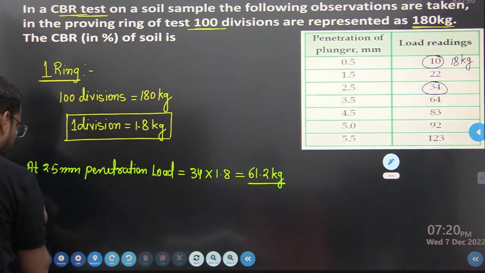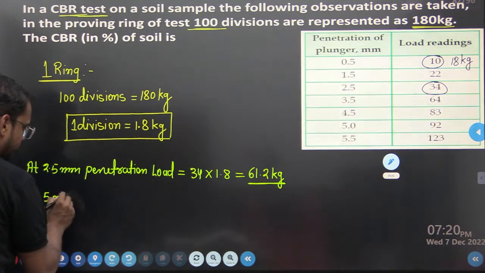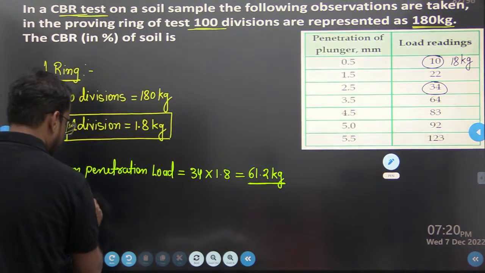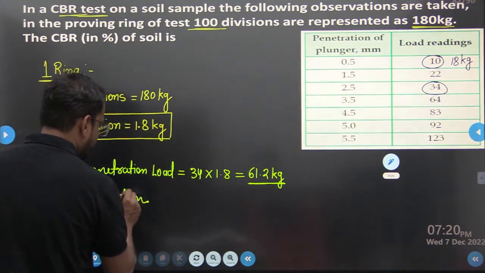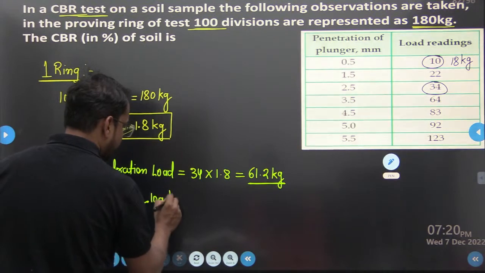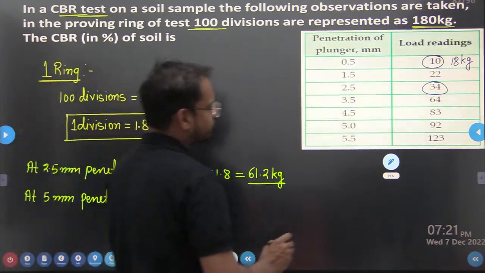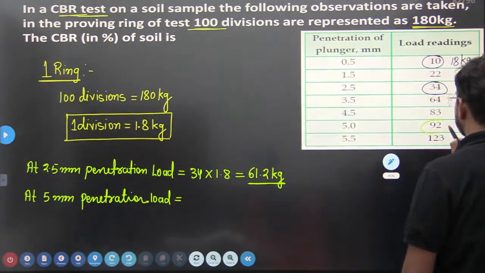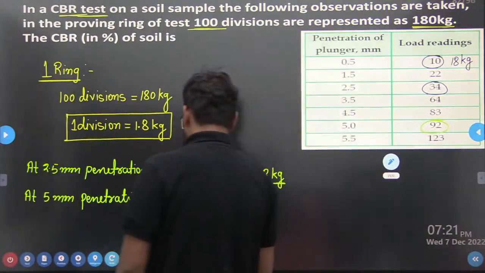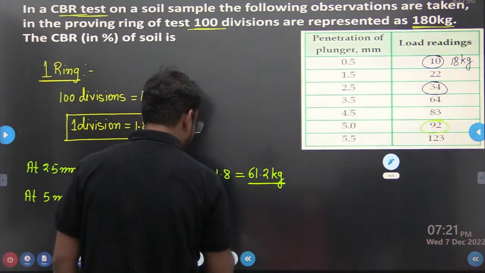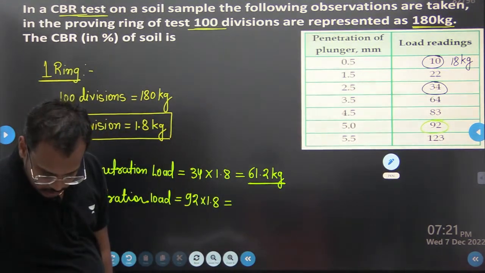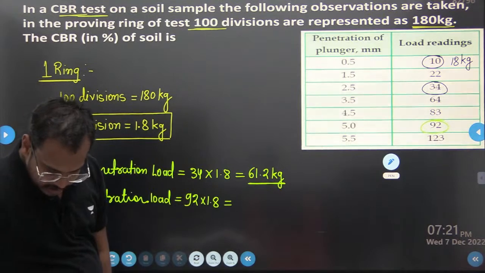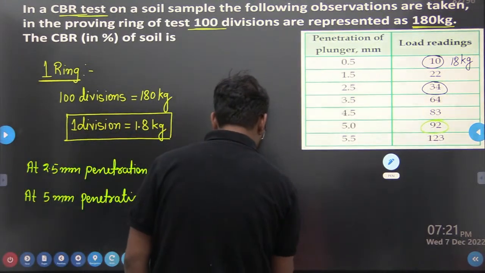Similarly, if I talk about 5 mm penetration, if I consider the 5 mm penetration load, at 5 mm penetration the load reading is 92. If the load reading is 92, that means 92 multiplied by 1.8. So 92 multiplied by 1.8 is equal to 165.6 kilogram.